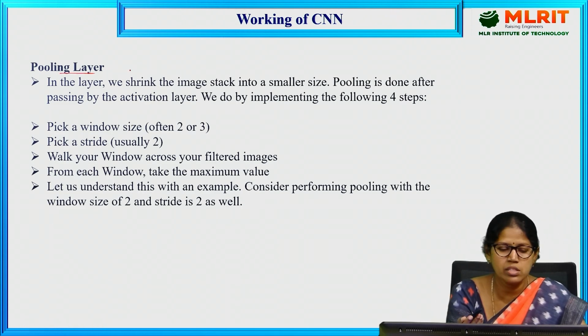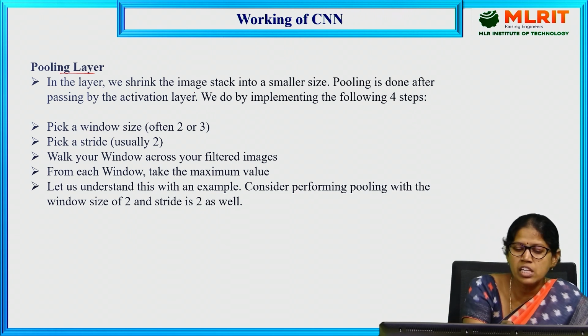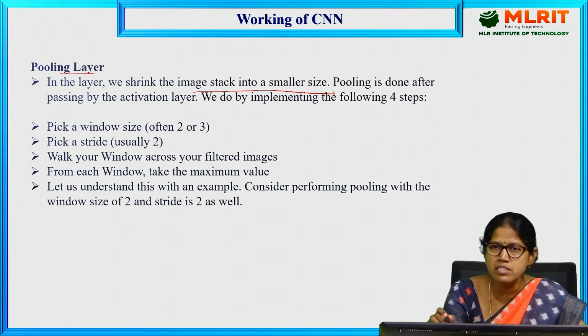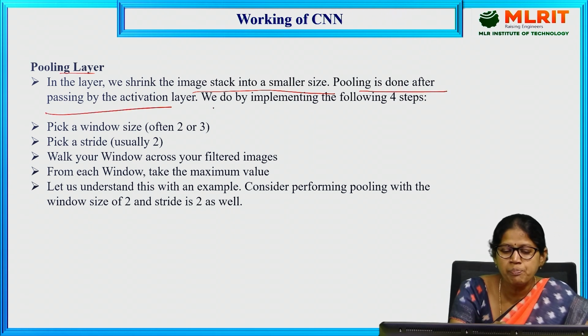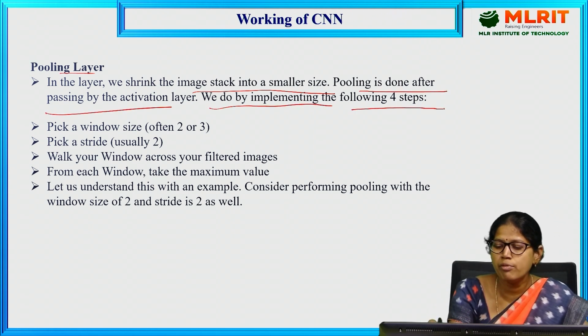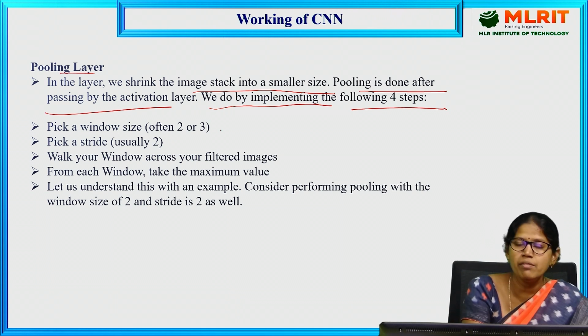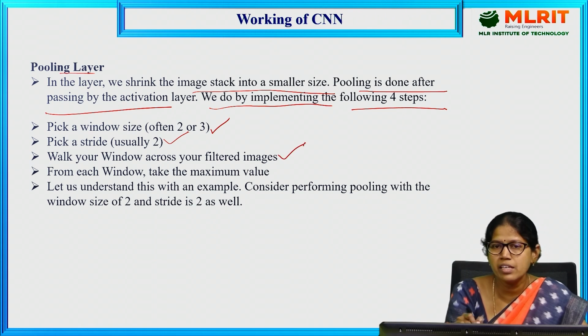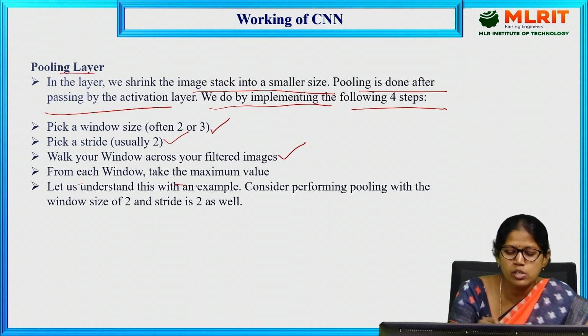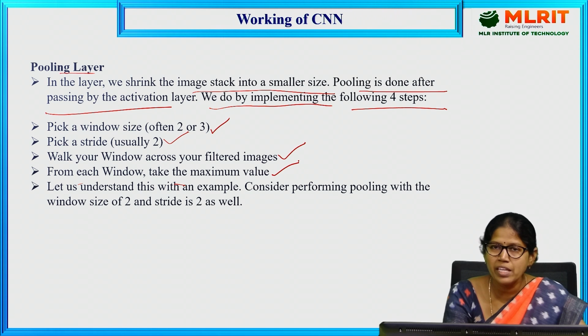As we have already seen in the previous session, we shrink the image stack into a smaller size to model effectively. Pooling is done after passing through the activation layer. We do it by implementing the following steps. Pick a window size of 2 or 3. Pick a stride of 2. Walk your window across your filtered images. From each window, take the maximum value, applying max pooling.